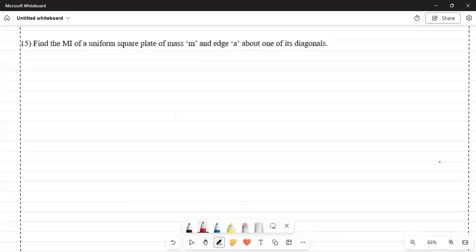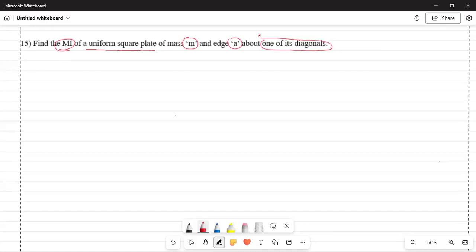Let's take another problem. Once again, it's a very small problem, but I'll tell you. We find the moment of inertia of a uniform square plate of mass m and edge a about one of its diagonals.